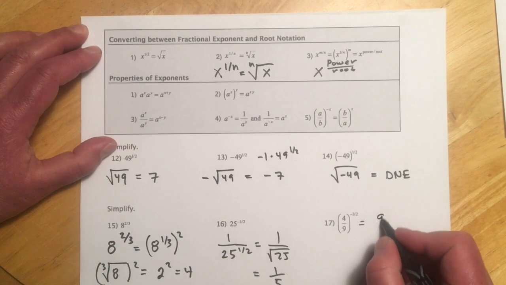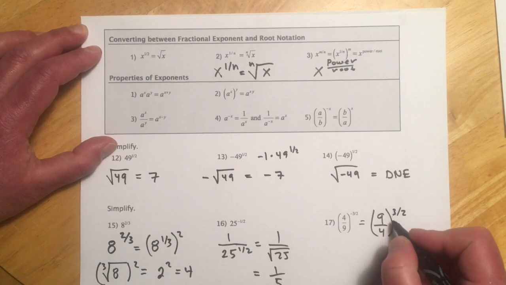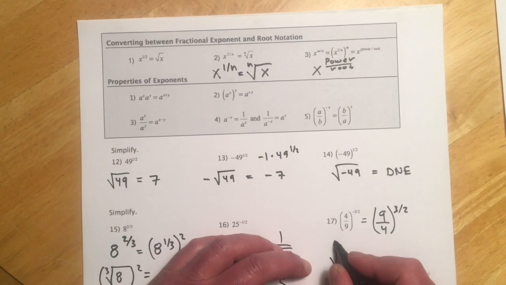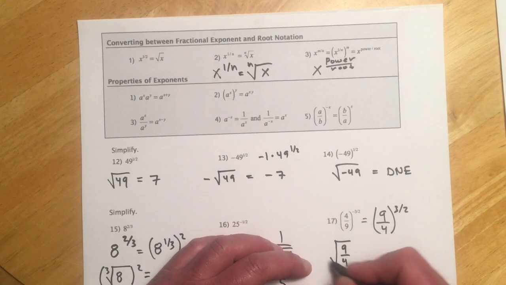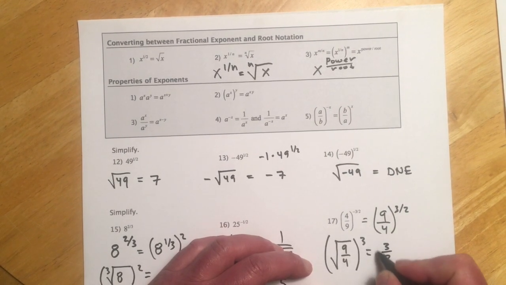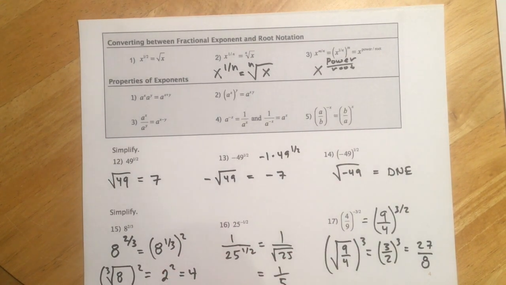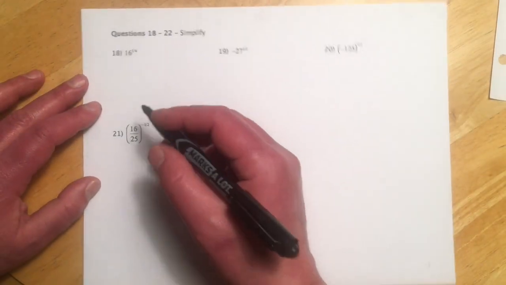So I'm going to think of this as 9/4 raised to the 3/2. And 3/2 is the same thing as the square root of 9/4, because the 2 downstairs is our root, and then that's going to be cubed. So the square root of 9/4 would be 3/2, and then cubed would be 27/8. Okay, these next 5 I would have you guys try.